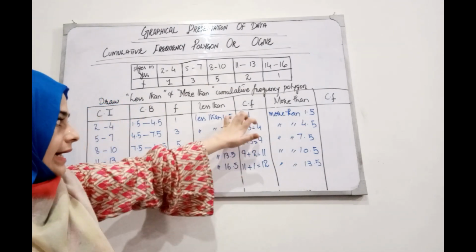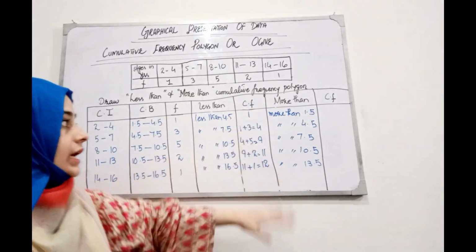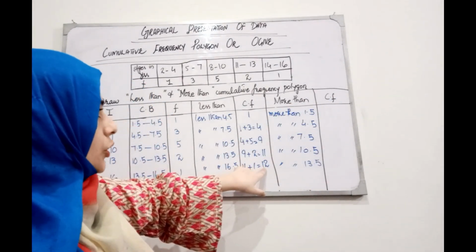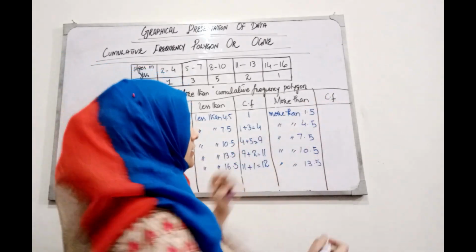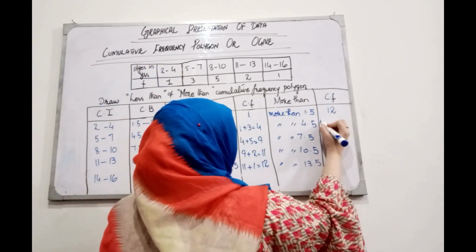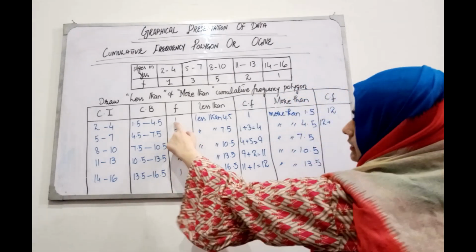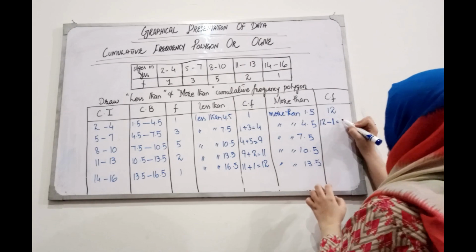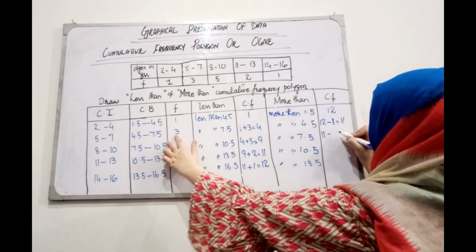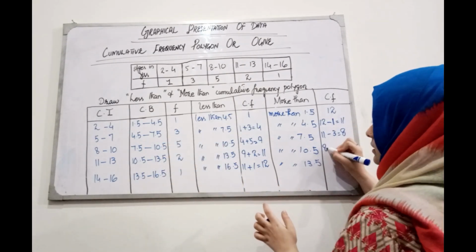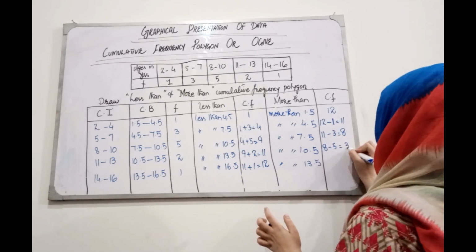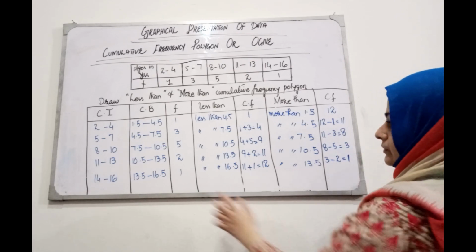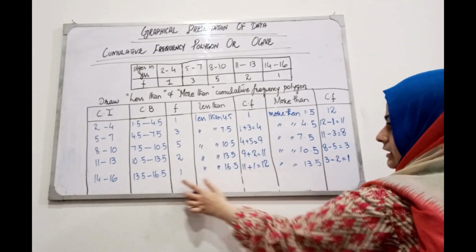Now here we are adding the cumulative frequency. Here we are subtracting the cumulative frequency. That 12 will automatically shift here. 12. Now minus the frequency from the cumulative frequency. 11. 11 minus 3, 8. 8 minus 5, 3. 3 minus 2 is equal to 1. Now both frequencies are equal to each other.